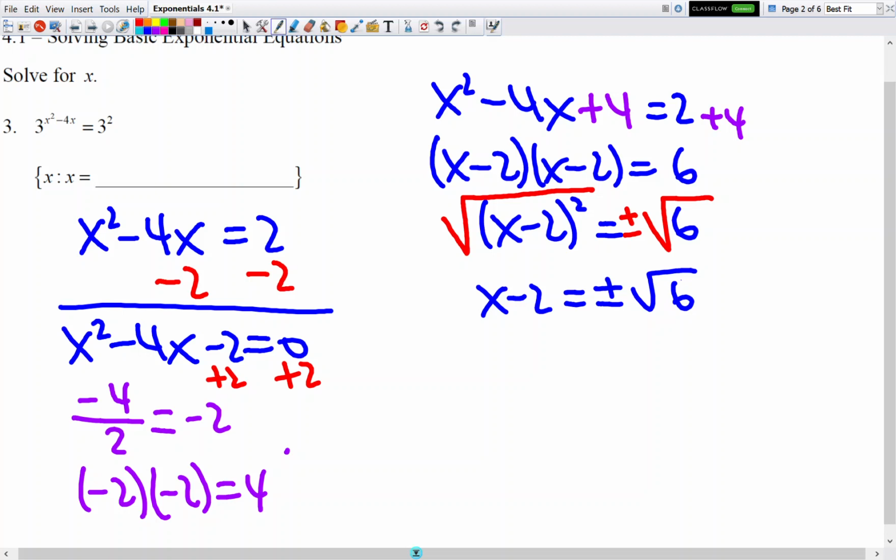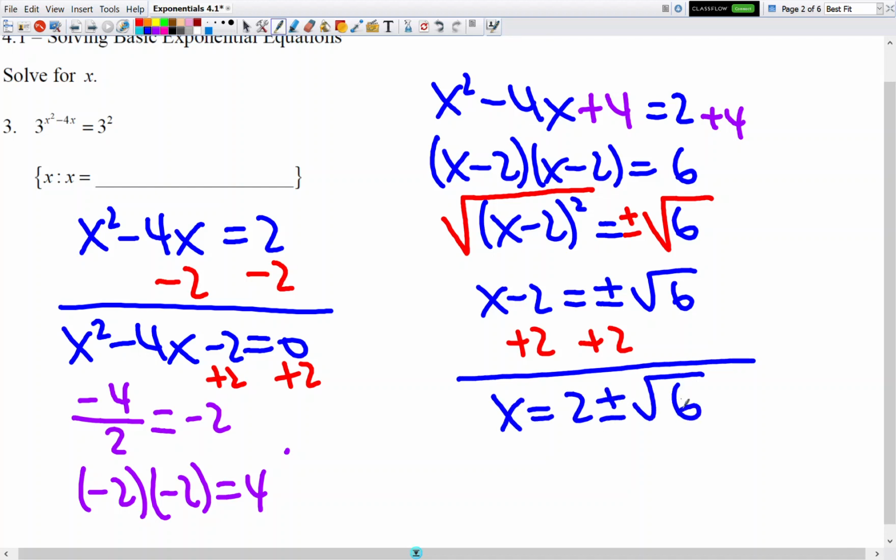But I do have to get the x by itself. That's still my mission, get x by itself to solve for x. So add 2 to both sides. And I get x equals 2 plus or minus square root 6. And there you go. Add that to the line right here: 2 plus or minus square root 6. And number 3 is done. Okay. All right, let's move on to number 4.